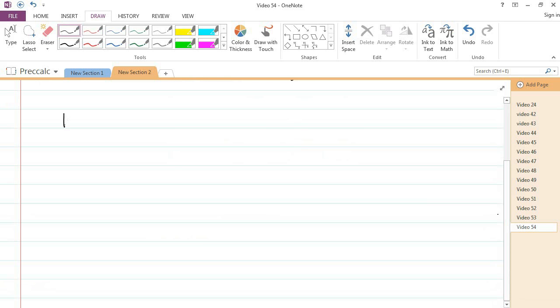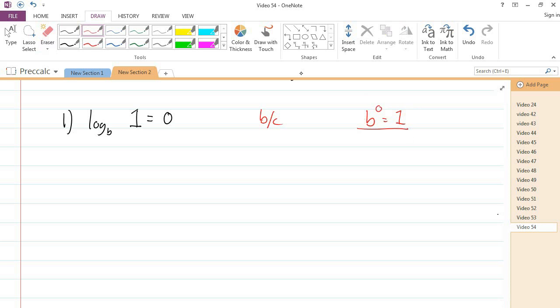Property 1 states that if I take a log with any valid base of 1, I get 0. So log of 1 is always 0. And this is because if I take any number to the 0th power, I get 1. So this property derives just from taking this math fact and converting it to a logarithm. Okay, that the log of 1 is always 0.